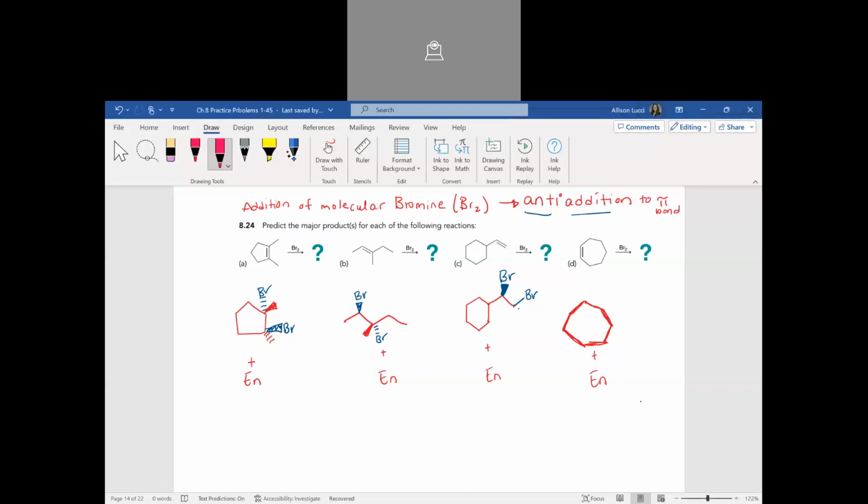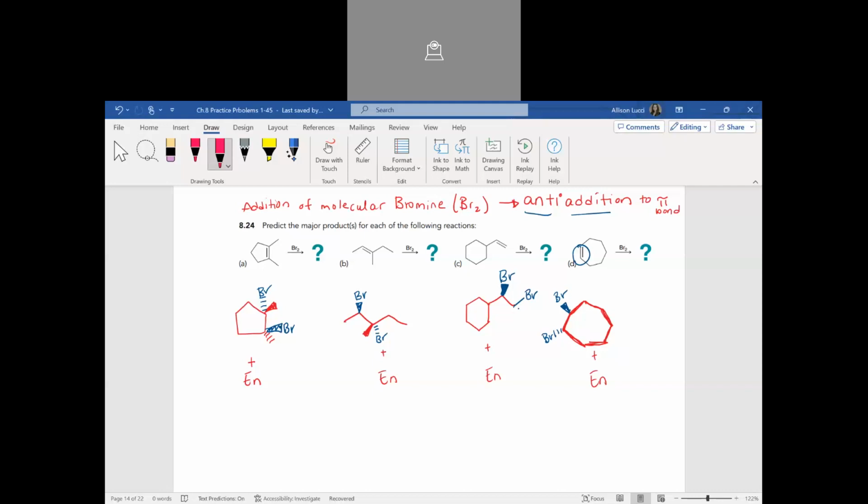And last, we have this larger ring here, this 6-membered ring. So we're going to add molecular bromine across the pi bond here. So I'll try to match that up with our drawing. So on this carbon here, if we put this on a wedge, we would have to put this bromine down here on this carbon on a dash. So again, anti-addition across the pi bond.